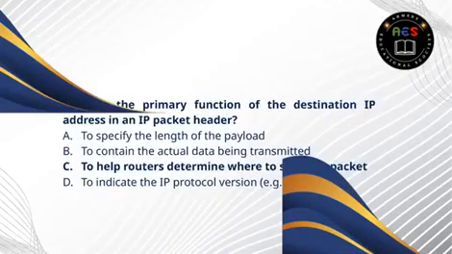So, let's talk about the primary function of the destination IP address in an IP packet header. Now, out of the options, the key role is to help routers determine where to send the packet.